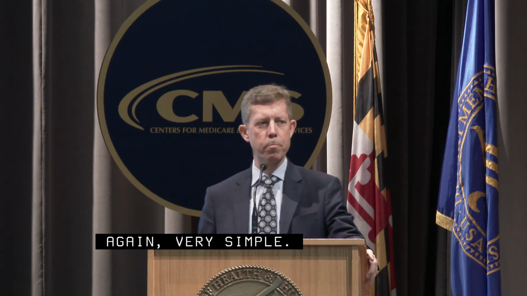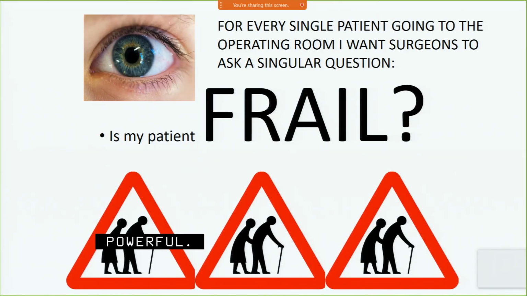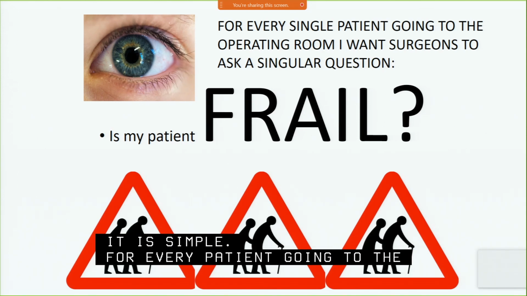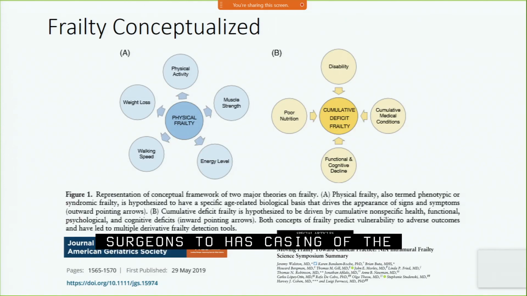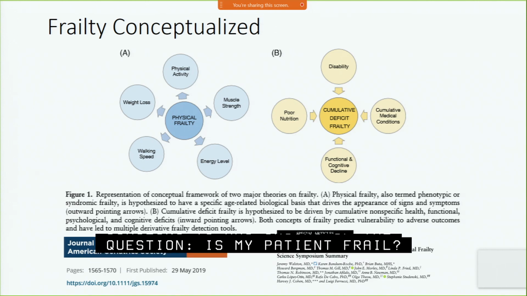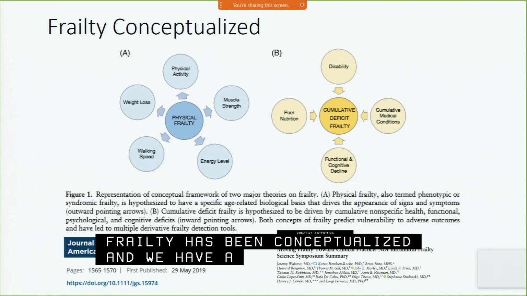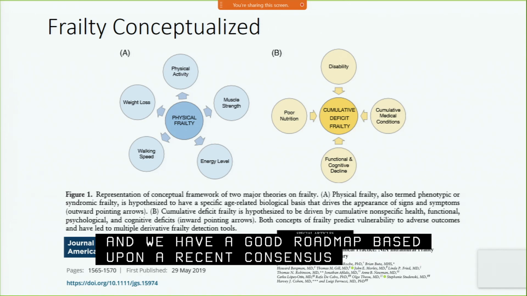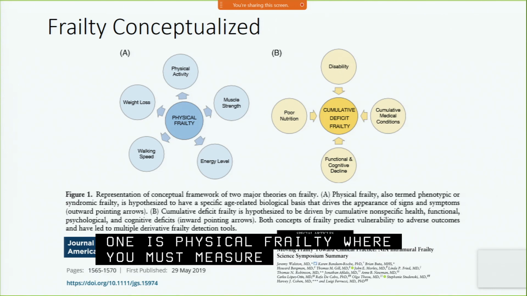So what's our big, hairy, audacious goal? It's pretty simple. For every single patient going to the operating room, I want surgeons to ask a singular question. Is my patient frail? Now, frailty has been conceptualized, and we have a good roadmap now based upon a recent consensus paper into 2 basically camps. One is physical frailty, where you must measure grip strength and walk speed. The other one is the cumulative deficit model.